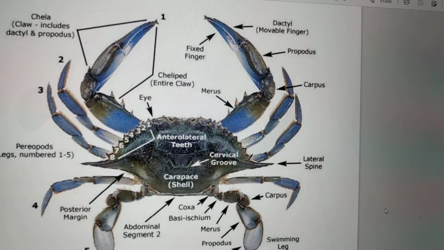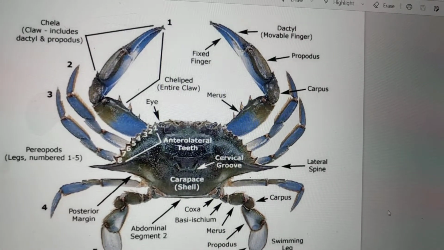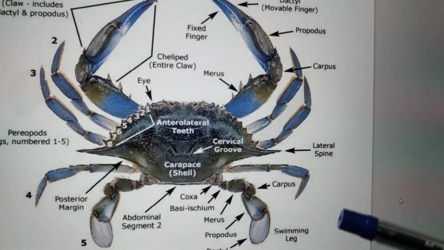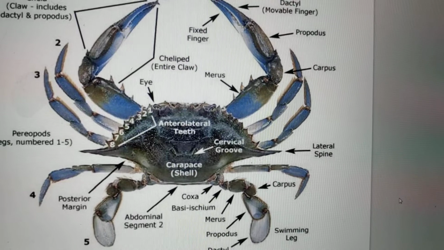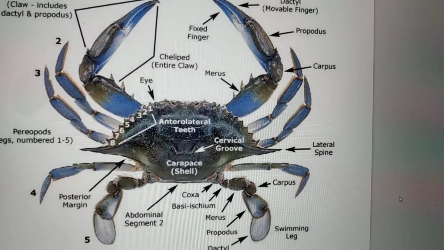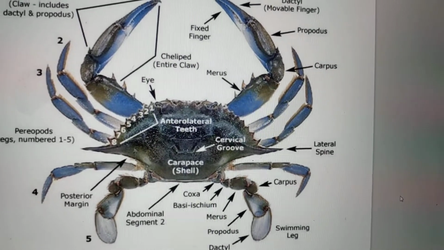Dear friends, in this video, I am going to discuss the different parts of crab. This is called carapace, and generally it is called shell. The shell will be removed during molting. This molting is a regular phenomenon. In order to grow, the animal regularly molts.